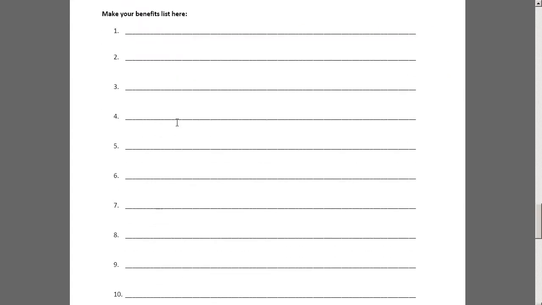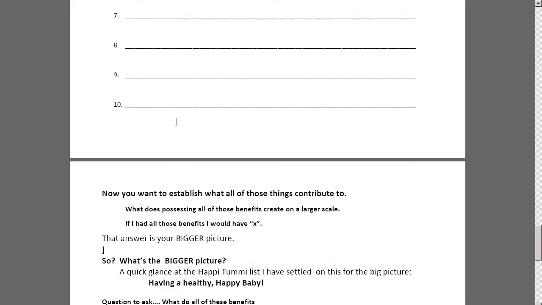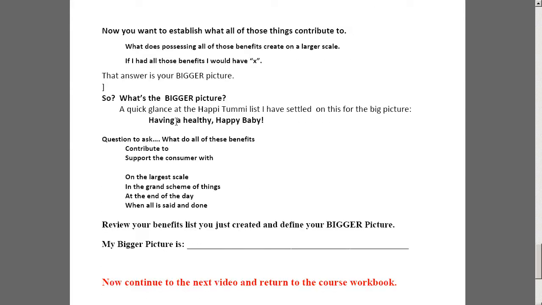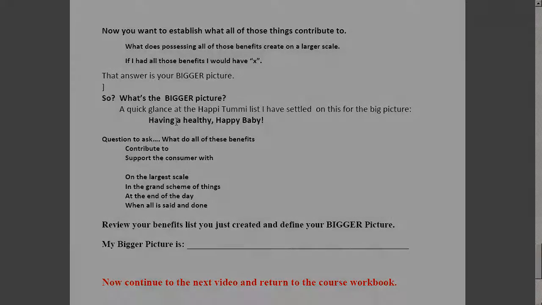So what you're going to do is go into your printed guide and go ahead and make a list of your benefits there in the 1 through 10, and go ahead and do that and pause the program now. Come back and I'll be waiting for you with the next section. Do that now.